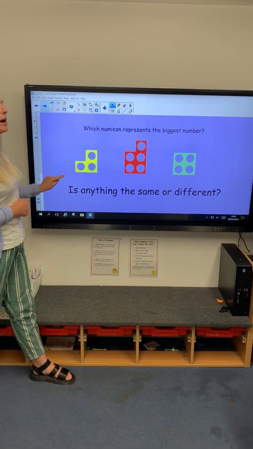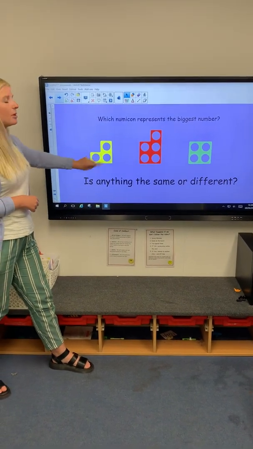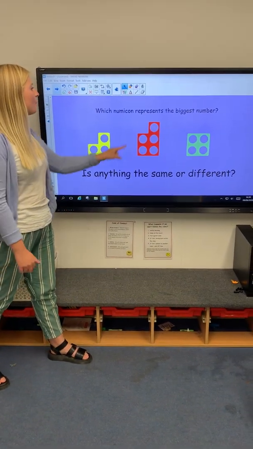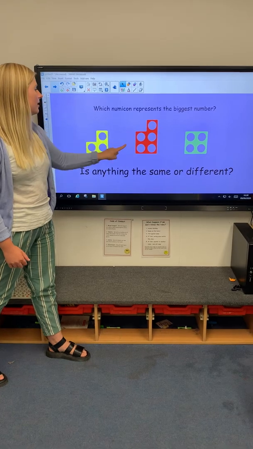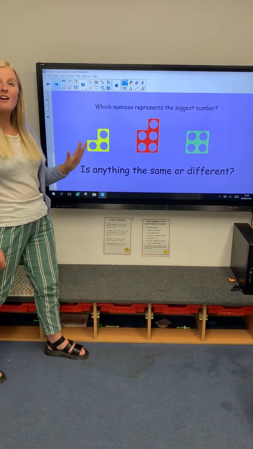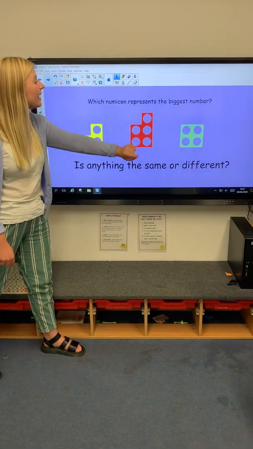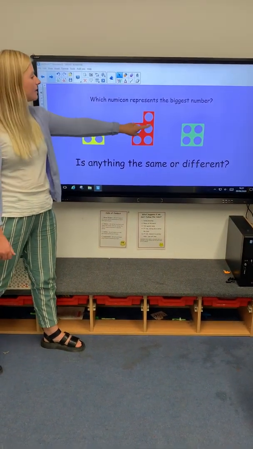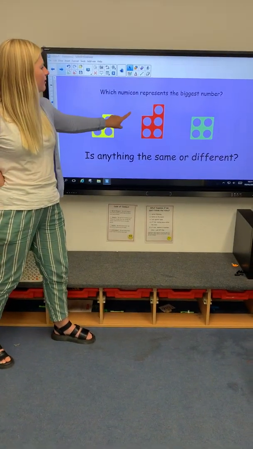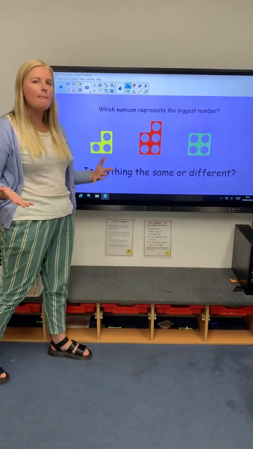So this shape here, can you see we've got 1, 2, 3 circles. So this numicon piece represents the number 3. In this numicon piece, we have 1, 2, 3, 4, 5 circles. So this numicon piece represents 5. And in this numicon piece, we have 1, 2, 3, 4 circles. So this numicon piece represents 4. So we've got 3, 5 and 4. Can you work out which is the biggest number?